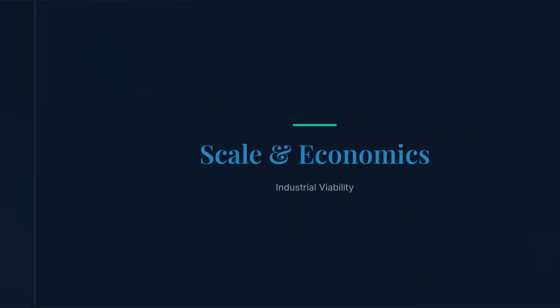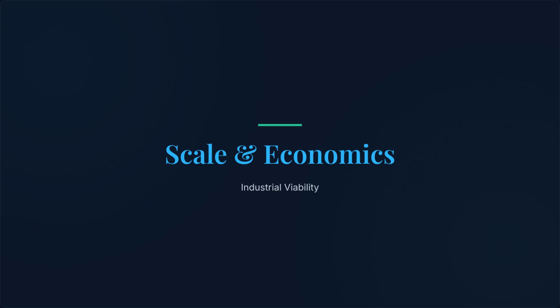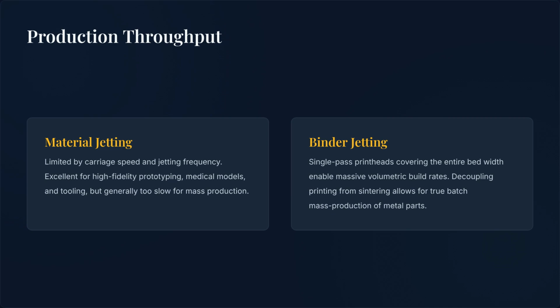Since sintering causes significant shrinkage, algorithms use compensation matrices to distort the initial digital model, ensuring the final part meets design specifications. Finally, we must consider the industrial economics and the scale of production for these two additive manufacturing technologies. While material jetting is ideal for high-fidelity prototyping, binder jetting enables massive volumetric throughput, making it highly effective for batch mass production of complex metal parts.